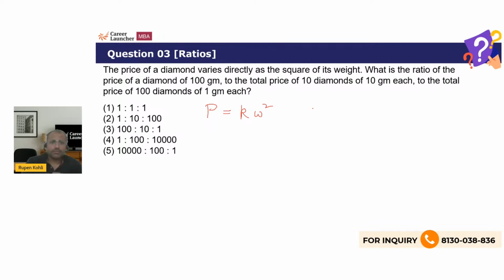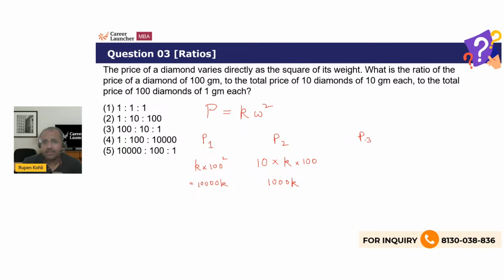What is the ratio of the price of a diamond of 100 grams? So P1, the price of a diamond of 100 grams, will be K into W squared. Therefore W is 100, so K into 100 squared. So this is 10,000K, right? And price P2 is the total price of 10 diamonds of 10 grams each, so 10 times the price of a diamond of 10 grams. So K into 10 squared, which is 100. So this is coming to be 1000K.